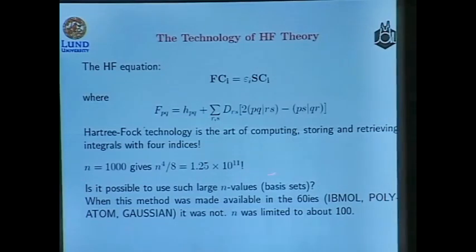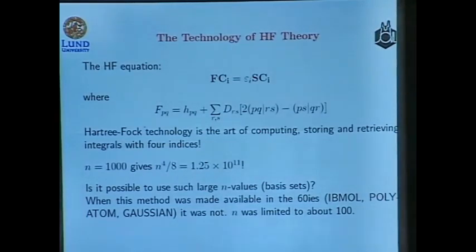So the question is, can you really do this? Can you make this method such that you can do a big molecule, a molecule which the chemist might be interested in doing? The answer is that when we started in the 60s, you could not. N was limited to less than 100 functions, and you got small molecules. Today, on the other hand, you can.